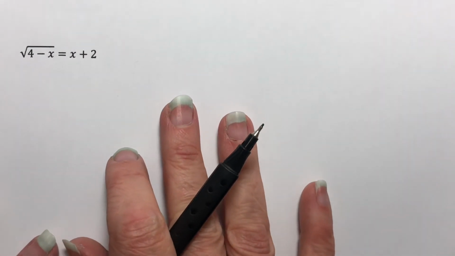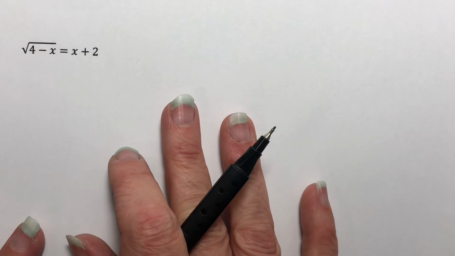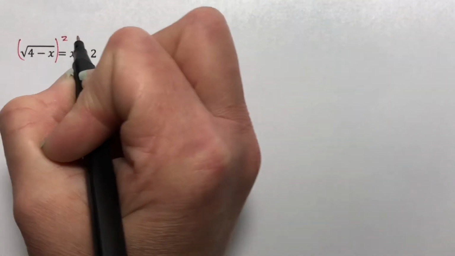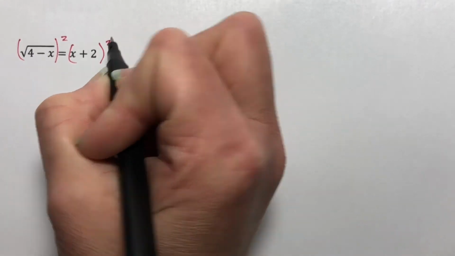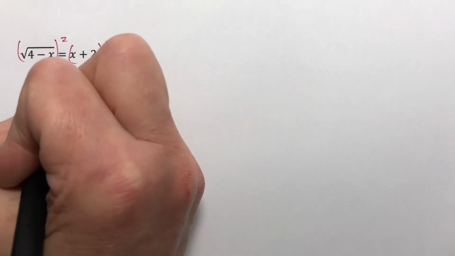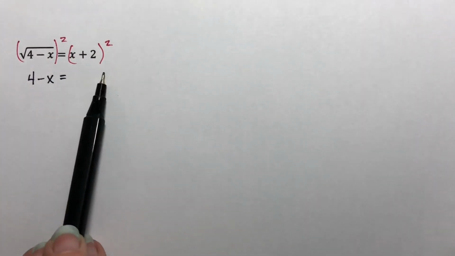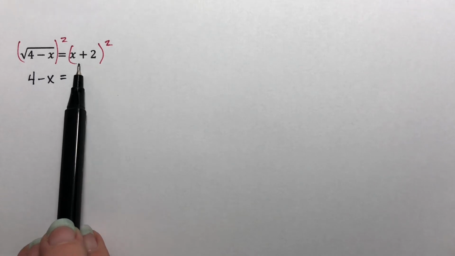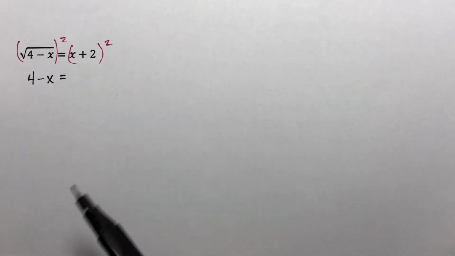So let's try the square root of 4 minus x is equal to x plus 2. I have a radical by itself, so let's square both sides. Okay, so when I square the left-hand side, I get 4 minus x. Now this is a binomial squared, so we need to make sure that we use the formula or rewrite it as x plus 2 times x plus 2 and multiply it out.